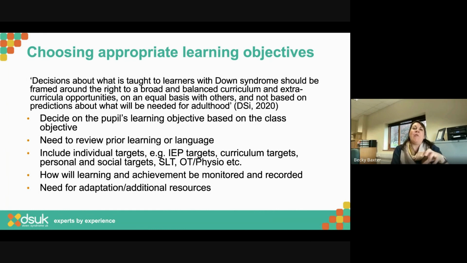So really be clear on, I would expect our learners to be in there with everybody else, differentiated, but working on that target, on what the class-based lesson is. So think about, what's the class objective? Do I need a different objective for my pupil? It might just be a reduction in the amount, or it might be a different learning objective. Have a think about, do I need to spend any time reviewing prior learning?